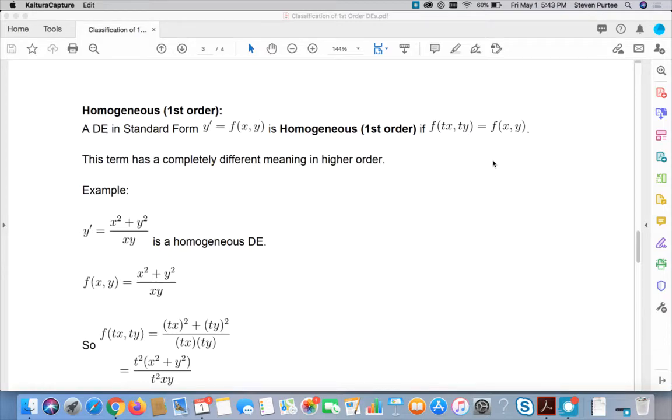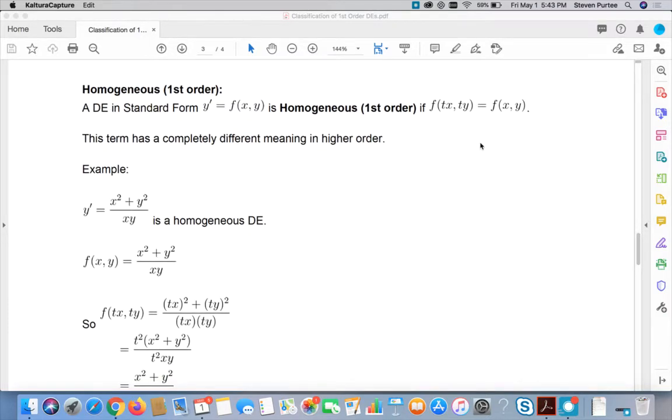Homogeneous differential equations. I don't know who came up with this name. I know why they gave it this name, but I wish they hadn't. When we get to higher order DEs, second, third order differential equations, the word homogeneous has a 100% completely different meaning from what it has here. So you want to keep that in mind.